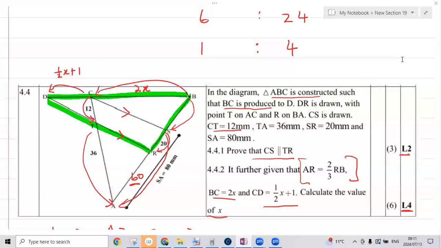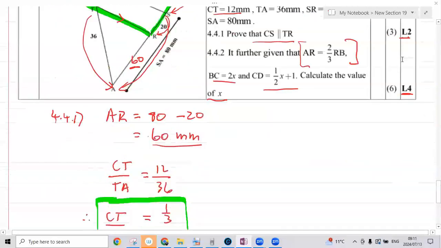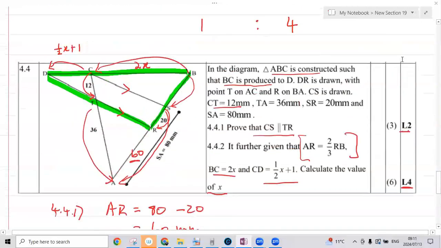Okay, so we stopped at the point where I told you the relationship between AR and RB. If you look at it very carefully, AR we know is 60, and we know that RB will be 20 plus BS. We'll be able to solve for BS if we apply that. So remember that they told us that AR is 2/3 of RB. So let's have a look.